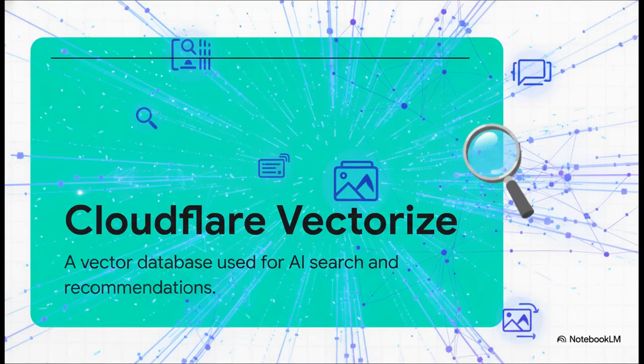And that right there is the magic of a tool called Vectorize. It's a special type of database, a vector database, that stores the meaning and context of your data, not just the raw text. And this is the key that unlocks all those powerful AI features, like search that actually understands what you mean, or recommendations that feel like they read your mind.